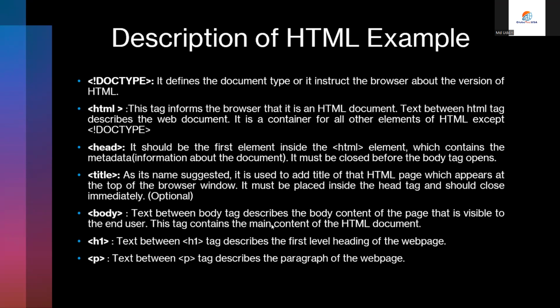And the body is the text between the body tags that describes the content of the page that is visible to the end user. So whatever is inside the body, we see that information when the browser opens it. This tag contains the main content of the HTML document. And H1 describes the first level heading of the web page, like H1, H2. So those are like levels of the document. H1 means the first level; if you put H2 there, it will be shown as a second level. And P describes a paragraph of the web page. So if there is P, then some information, and it's closed by P, that means this is a paragraph within the HTML document.